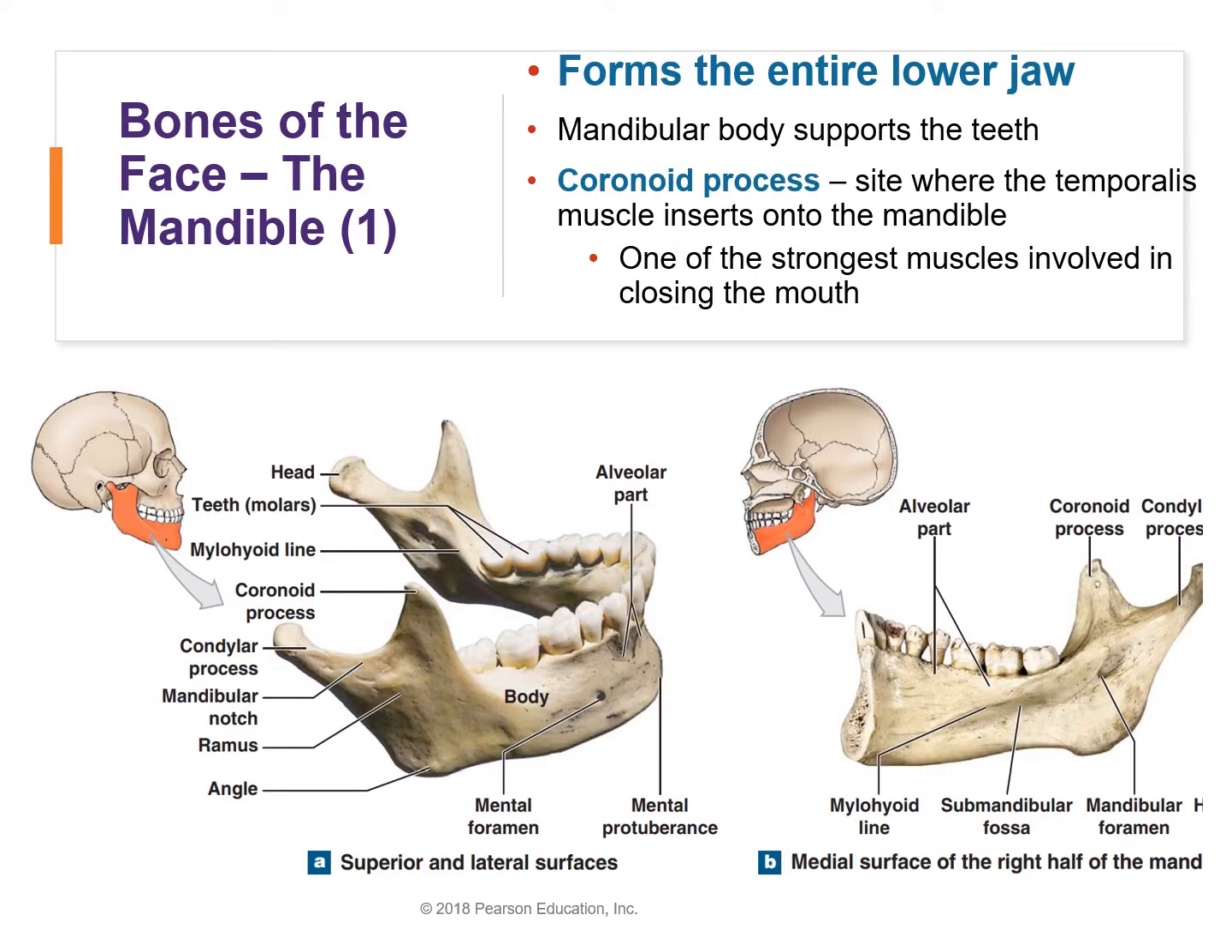And we have one mandible, right? The mandible is going to form the entire lower jaw, right? The mandibular body is going to support the teeth, and we have the coronoid process. This is where the temporalis muscle will insert onto the mandible, and this is going to be one of the strongest muscles involved in closing the mouth, right? But again, the mandible is going to be that other bone that forms the lower jaw, and that's going to help support the teeth. Okay.